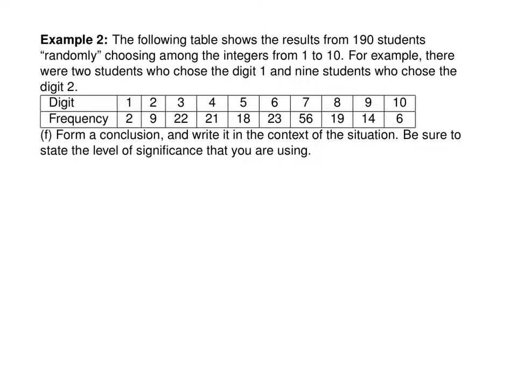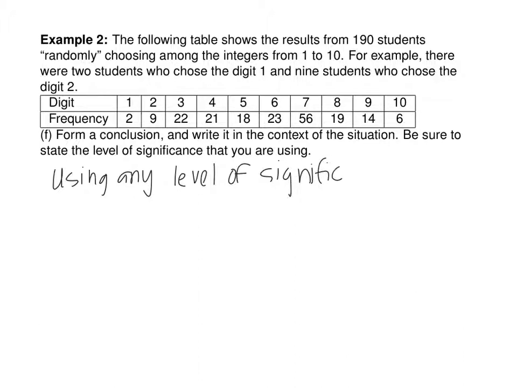So form a conclusion and write it in the context of the situation. So we can use any level of significance that we want because the probability was effectively 0. So the idea here is that using any level of significance, the conclusion is the same. So if you want to choose alpha equals 0.05, totally fine.